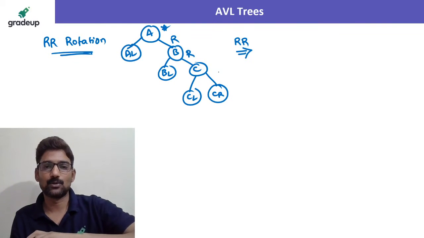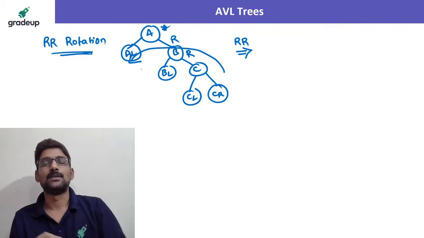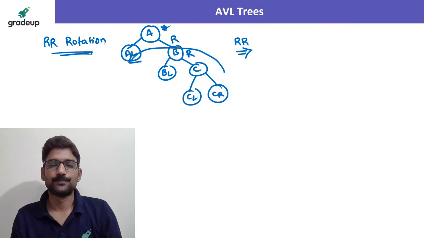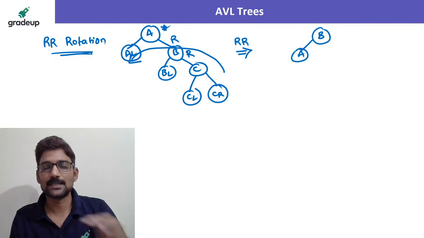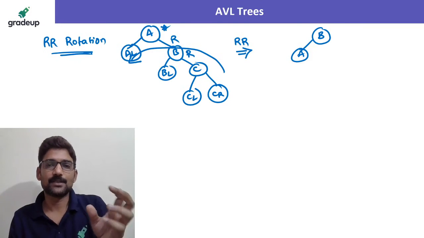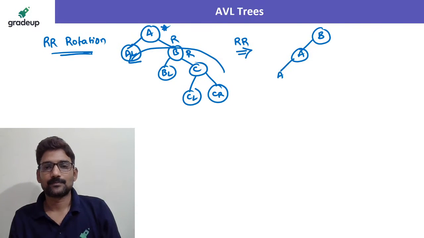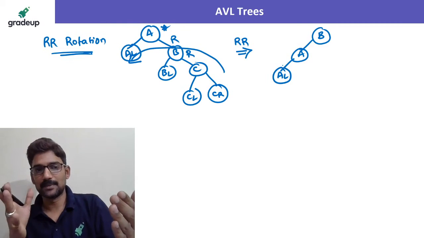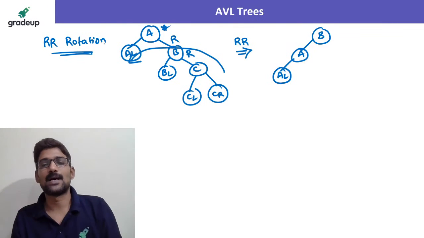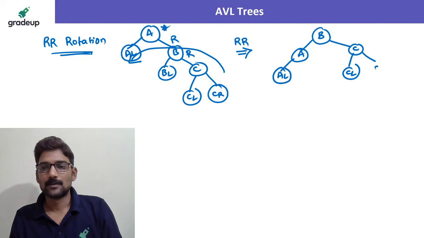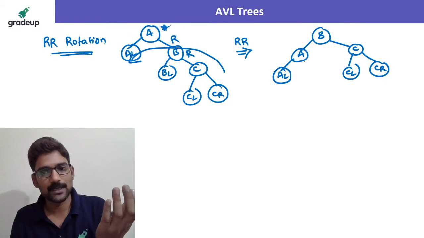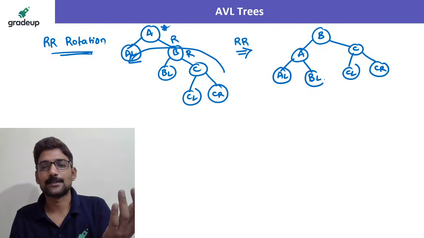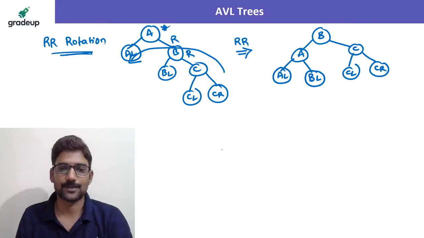Whenever you do RR, though it is RR, we will represent it with a left arrow. So B becomes root, A will be left child, just like a mirrored rotation of LL. If you see LL rotation in the mirror, that is what RR rotation is. So C will not change. Now B left will be on the B left side only, as A's right. This is what RR rotation is.